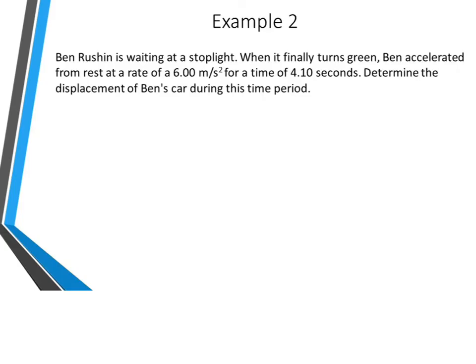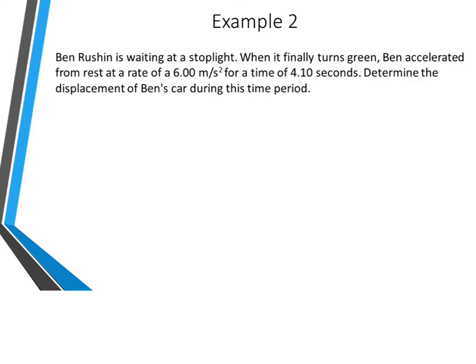So here's our second example. Ben Rushin is waiting at a stoplight. When it finally turns green, Ben accelerated from rest at a rate of 6.00 meters per second squared for a time of 4.10 seconds. Determine the displacement of Ben's car during this time period. So we'll read through it again and we'll write down what we know.